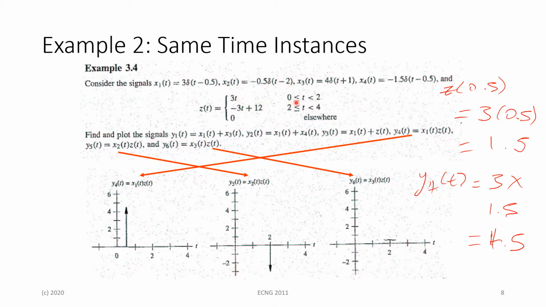Now, we see here that this is for 0 less than t, but t is less than 2. So 2 is not included here, so we can't use this 3t signal. But on the following line, 2 is included, because it's 2 less than or equal to t. So we use our resultant equation here, which is minus 3t plus 12. Because we're observing the impulse at t equals 2 seconds, we substitute t equals 2 into our z of t equation. That means we get minus 3 times 2, which is minus 6, plus 12, which gives us a resultant of 6.